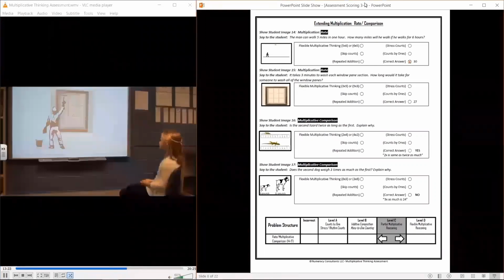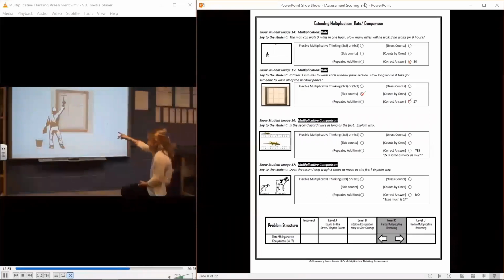It takes 3 minutes to wash each window pane section. How long would it take for someone to wash all of the window panes? So you see this little part right there? It takes 3 minutes just to wash one of those. How long would it take the window washer to wash all of those windows? This is a very concrete picture.